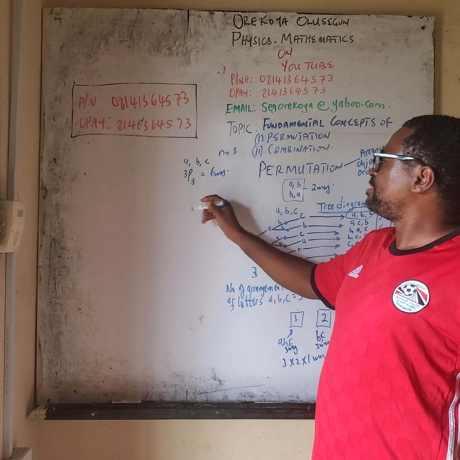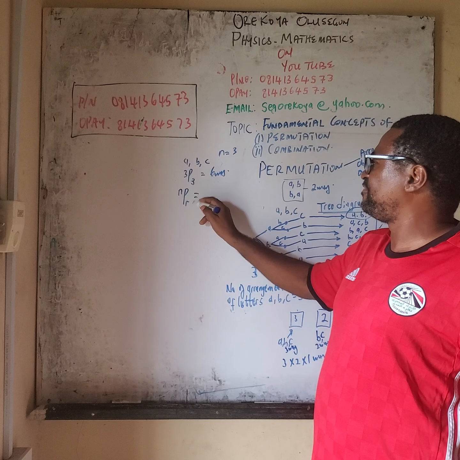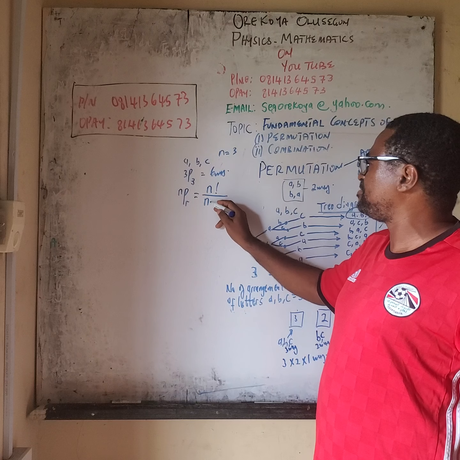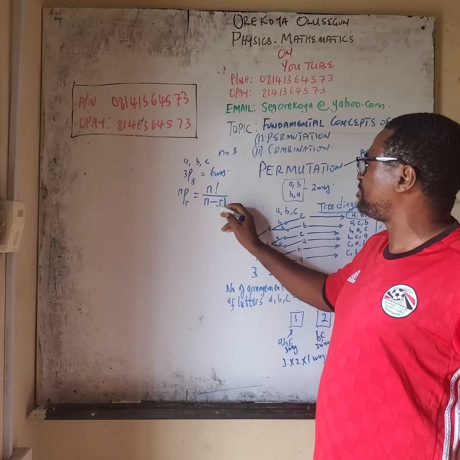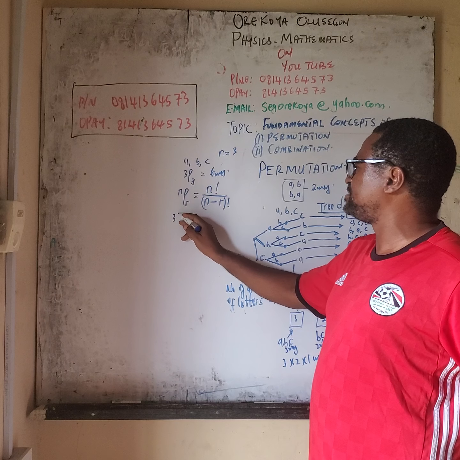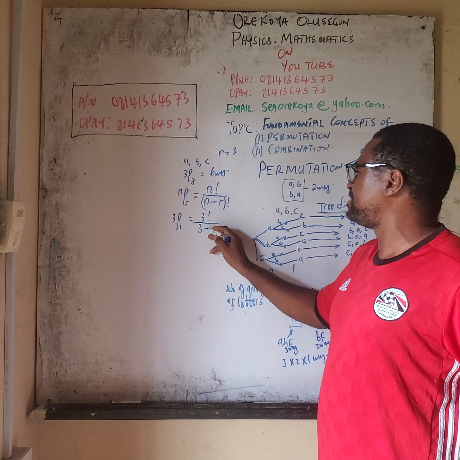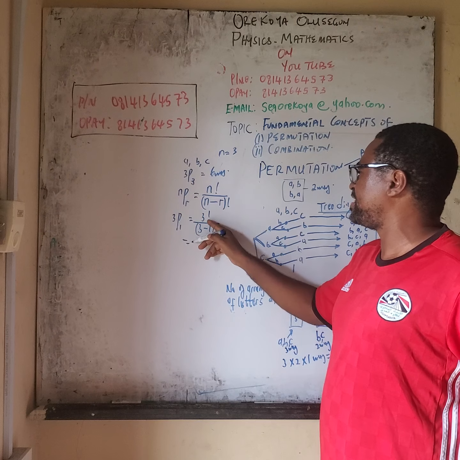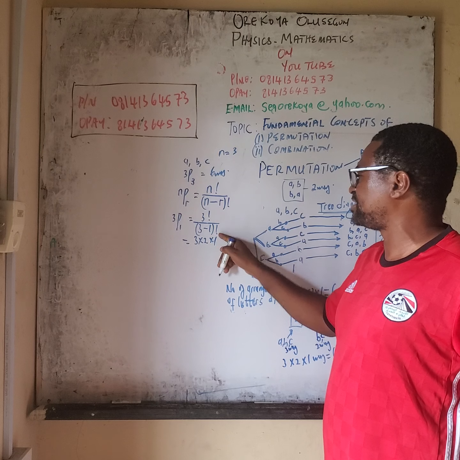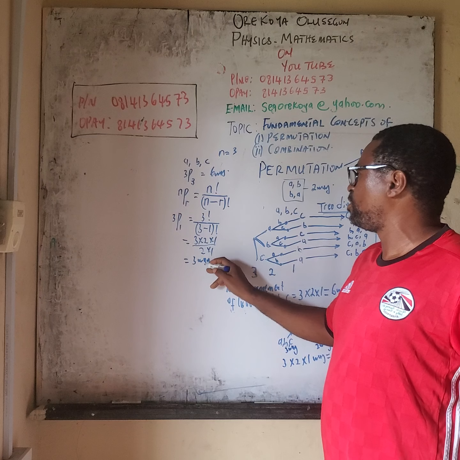Now, generally, when I have a total number of n objects and I'm picking r objects at a time, the formula for permutation is the total number of objects factorial, all over the total number minus the number I'm picking, that is n minus r, factorial. For instance, if I'm picking 1 object at a time out of these 3 objects, I will write 3 factorial divided by 3 minus 1 factorial. 3 factorial means 3 times 2 times 1. 3 minus 1 is 2. 2 factorial means 2 times 1. So that means I'm going to have 3 ways if I'm picking 1 object at a time.